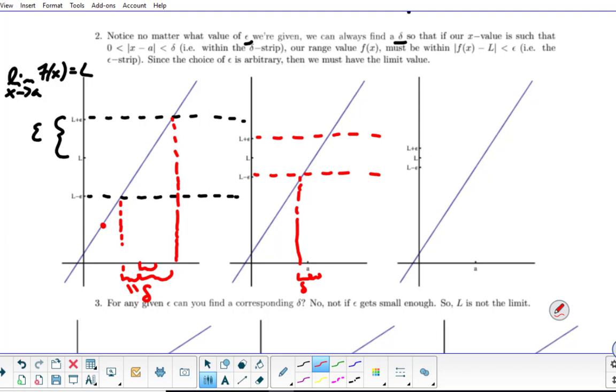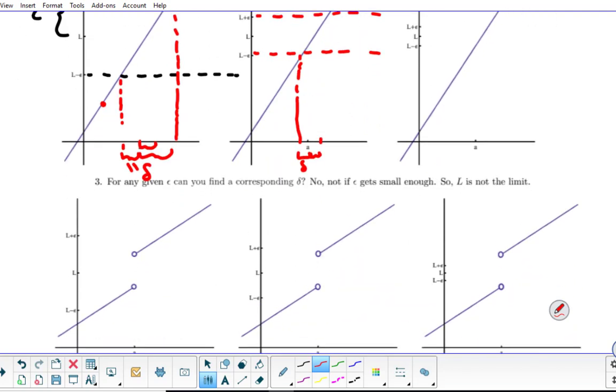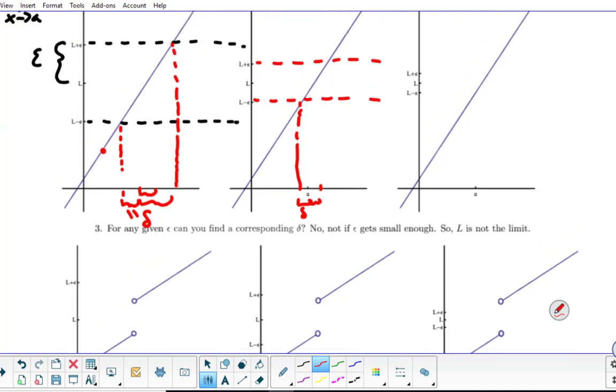Yes, and what am I claiming? As long as I pick x values from within this delta strip, I'm guaranteed that the y values will be within this epsilon strip. And we keep going. Somebody gives us an even more strict epsilon value. Even still, we can still find a delta. That would be our delta right here. Can we play this game as much as we want? Then what we claim is the limit truly is the limit, because we could do this for every epsilon.